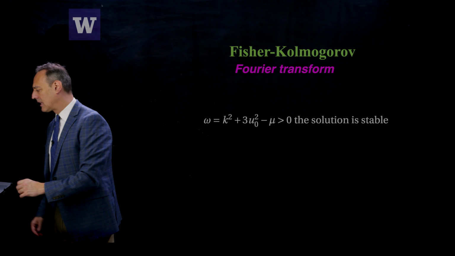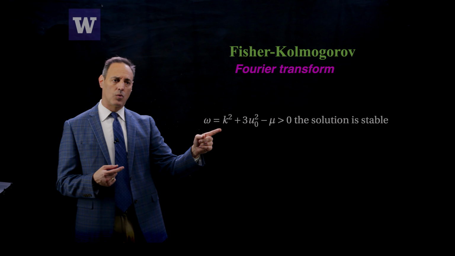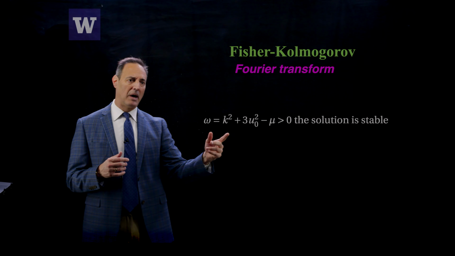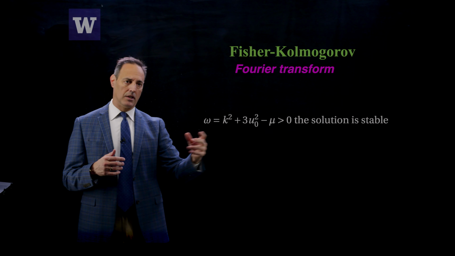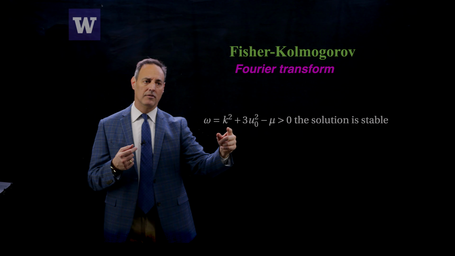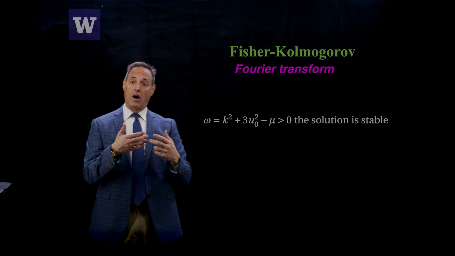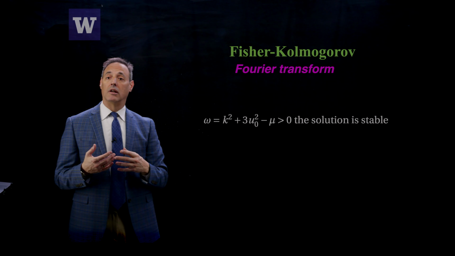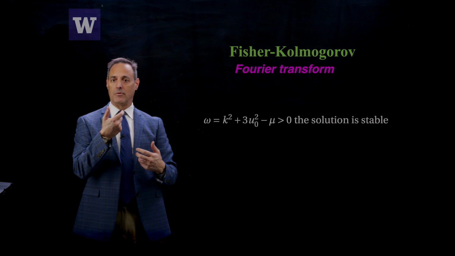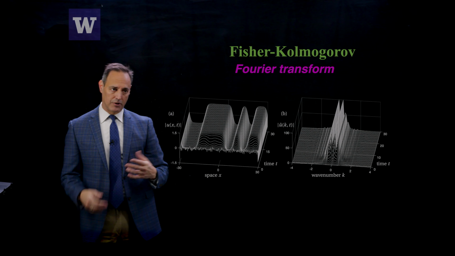In fact, that's exactly what happens. We can look at this and say, hey, look, all I want to know is when is this quantity positive or negative? All the k values for which this is positive means it's stable. So if k squared is big enough, it's going to be positive. However, whenever this is negative, the k values that make this negative are going to lead to growing solutions. So a band of unstable frequencies. And in fact, that's exactly what you find in this Fisher-Kolmogorov equation.